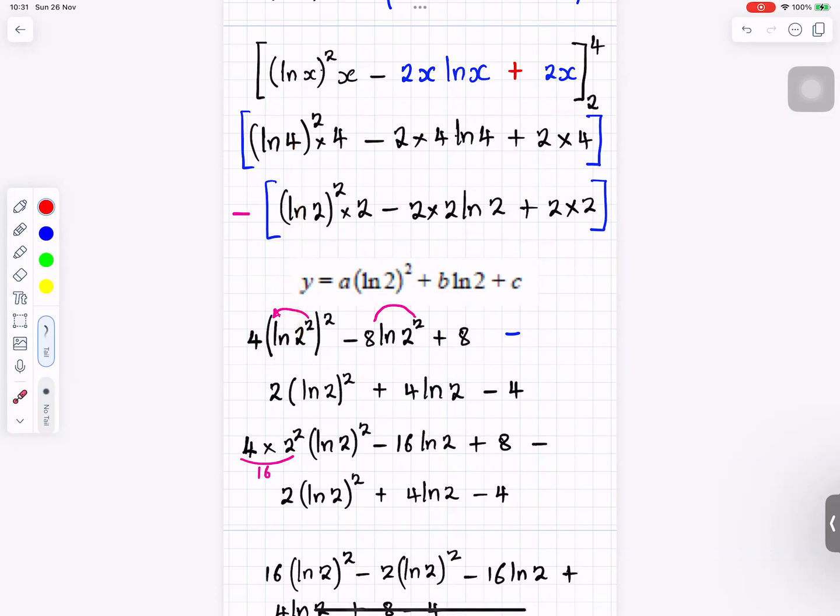And then we will take this power to the front. And then we'll multiply the 2 times 4 to give us 8. And we'll change this 4 to 2 squared. And this 2 times 4 will give us 8. The second part is nice and easy to follow. So after that, we will have 4 times 2 squared is 16.